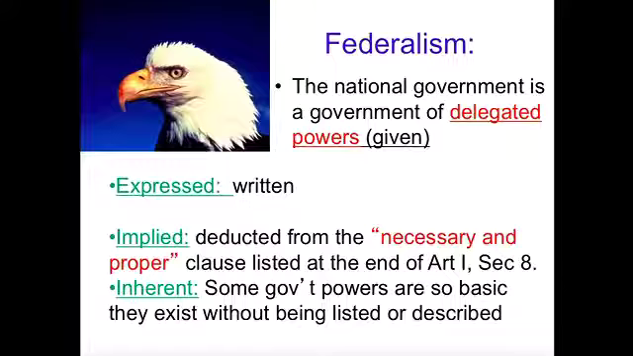And then the last one is inherent powers. Some powers are so basic that every nation has these, such as citizenship and acquiring new territories and establishing statehood. They are inherent powers. So, expressed, implied, and inherent are types of delegated or given powers to the federal government. Some of these are exclusively federal, meaning only the national government has the power to do those things.